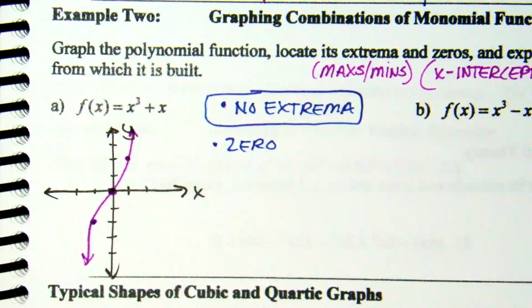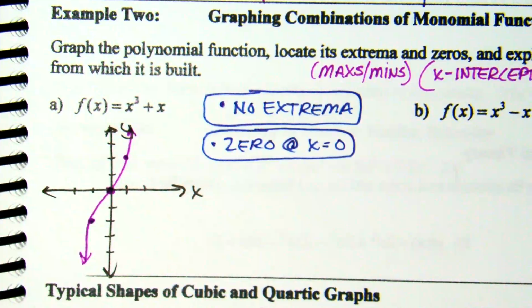The final part of this, if you look at the directions, says to explain how it is related to the monomials from which it's built. So we're looking at the relationship between the graph of x cubed plus x, which I already have here, and the monomials from which it's built. So we want to look at what x cubed looks like and what x looks like.